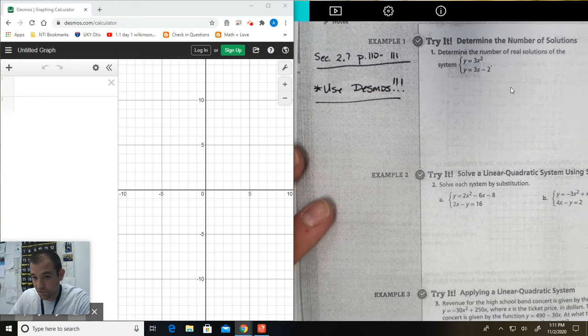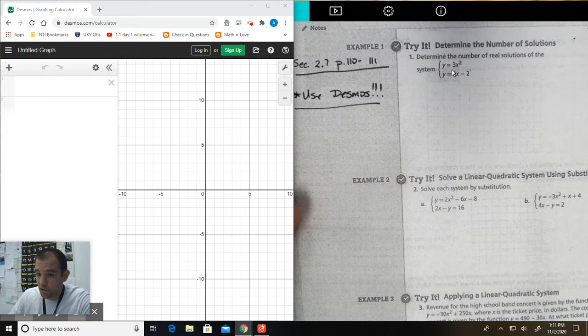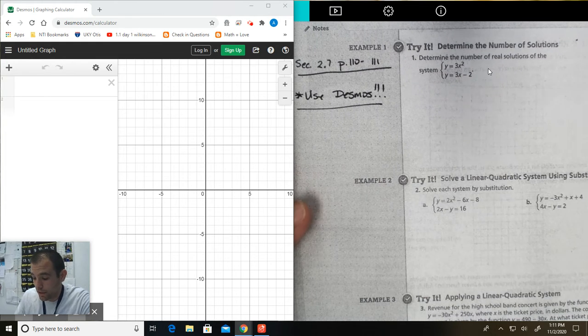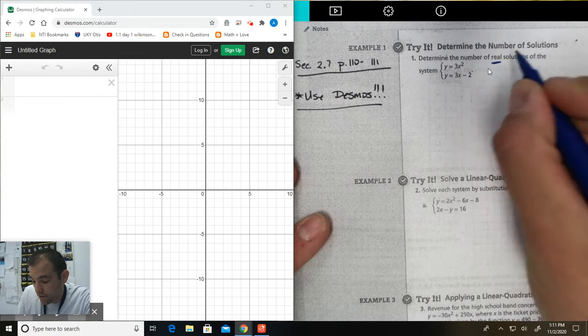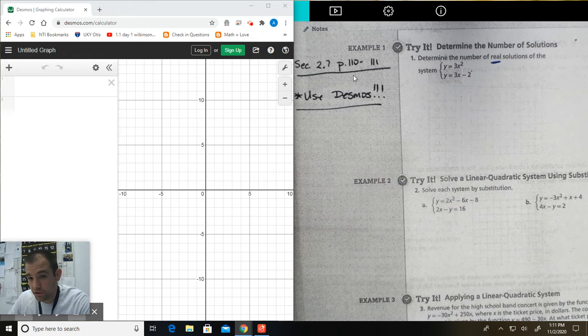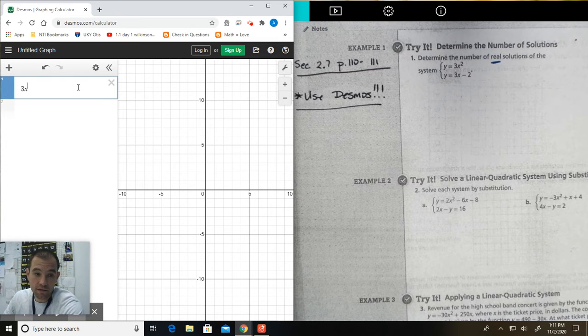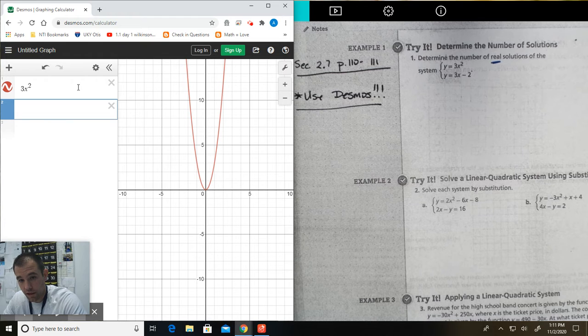So let's say we did this very first problem right here. It says determine the number of real solutions of the system. Real solutions meaning we're not going to have any i's in our answer, right? So if we graph it, we should be able to see it. All I'm going to do is go over here to Desmos and type in this equation. The first one says 3x squared. I'm going to hit enter, and type in the second one, 3x minus 2.